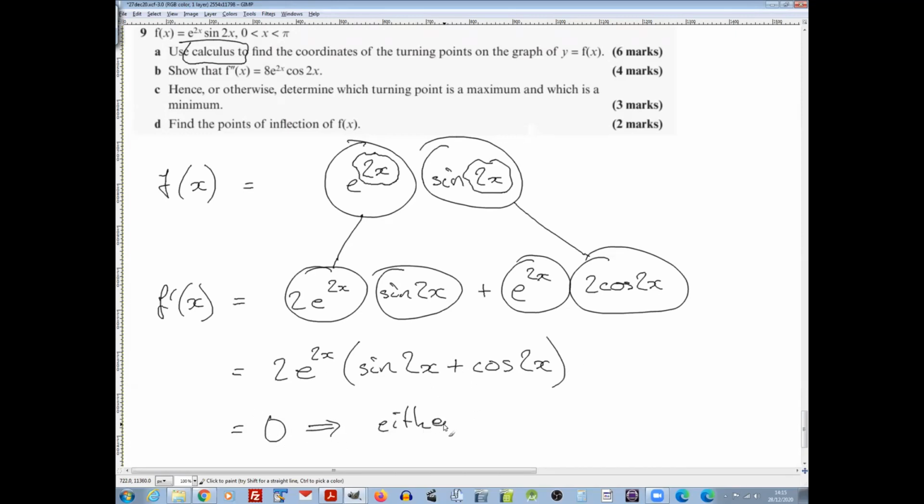Either this part of the product must be 0. In which case, what? We could cancel the 2 because 2 can't be 0, can it? No. We might as well divide both sides by 2. E to the 2x equals 0. And how could that happen?